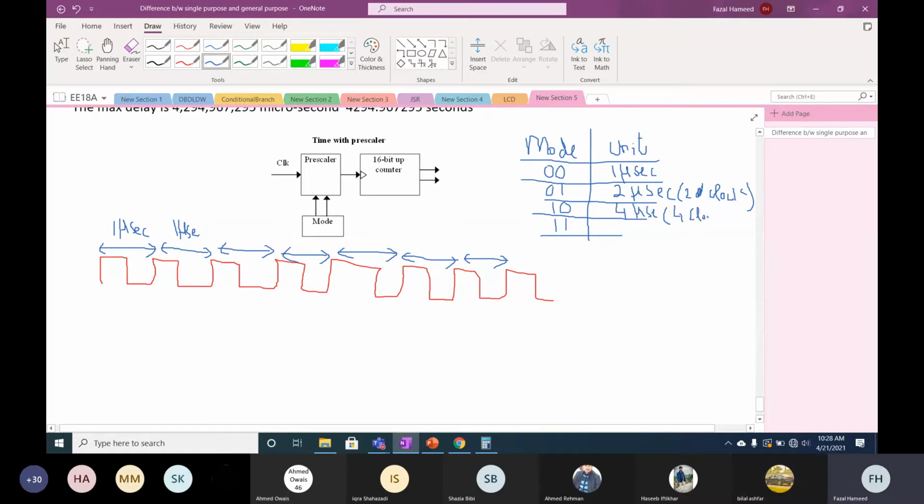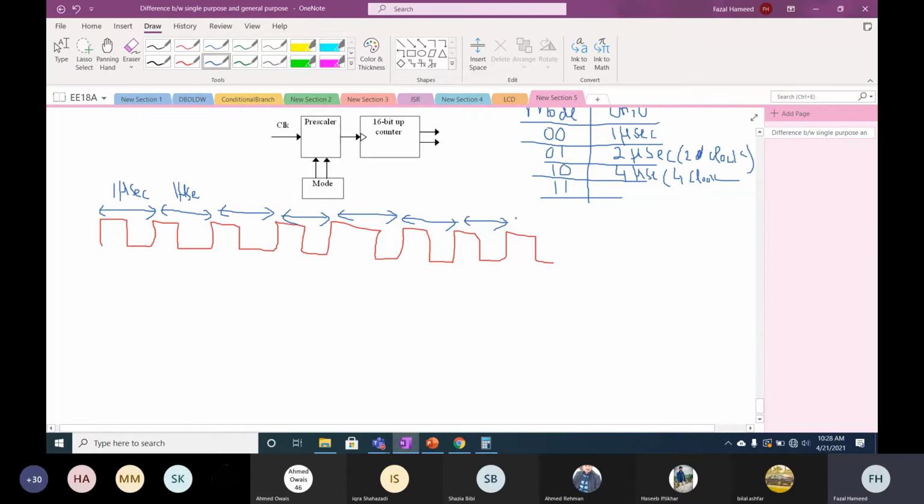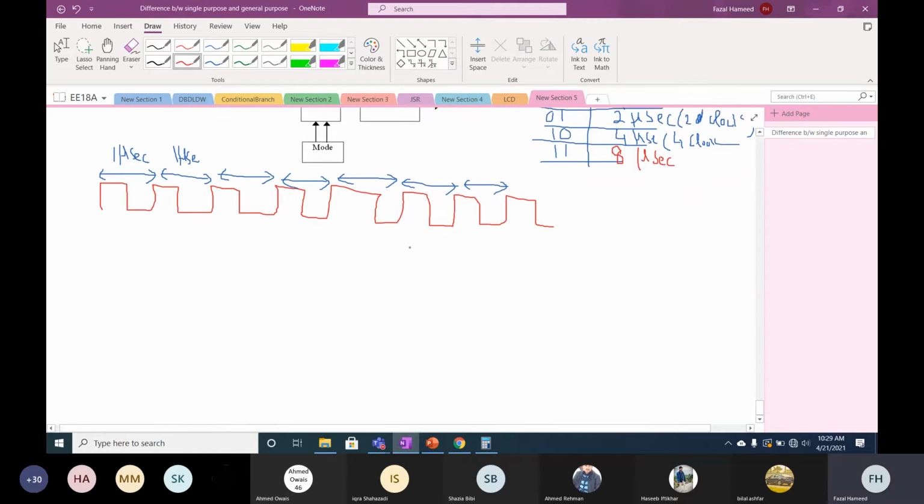4 clock pulses. Now let's assume a scenario that we are in mode 1. I'm just making it 4 microseconds, and if it's 1 1, maybe it is 8 microseconds. So now I'm using a very small block. Now let's assume the mode bits are 0 0.